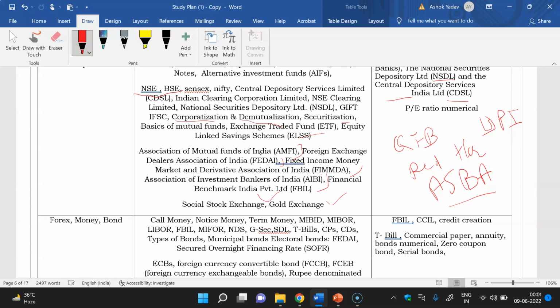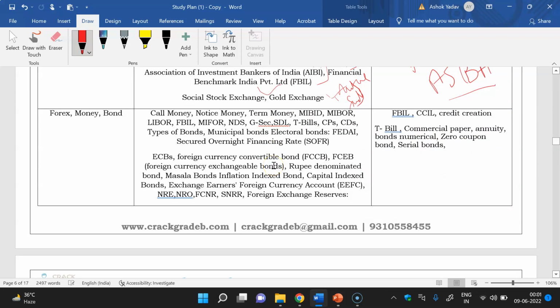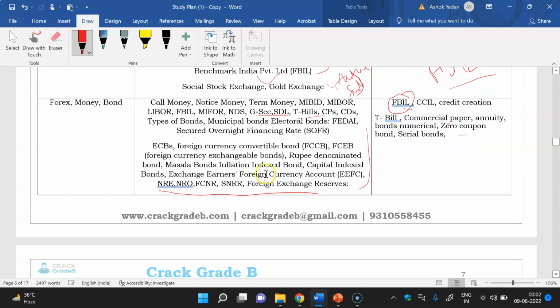one more thing is there, mutual fund basics. Mutual fund basics you must know. They have asked simple terminology related to mutual funds many times, and in Phase 1 GA they have asked many times. And forex, money market, bond market are very important. Specifically treasury bills, commercial paper, bonds, zero coupon bonds, types of bonds they have asked, and different types of accounts are there, so they have asked previously. And FIMMDA, those organizations are very important. They can ask questions from this, and the different terminology which we have mentioned here.